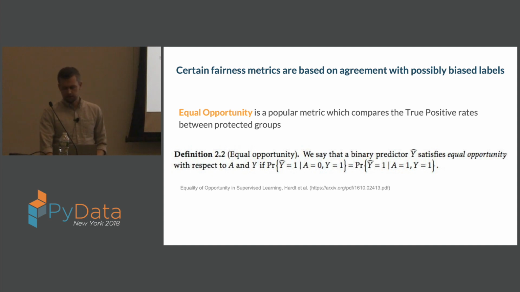Here, a popular metric is called equal opportunity. This compares true positive rates with your model's predictions: the probability that a given group will be classified as positive, given that their original training label was positive, and comparing that rate between groups. There's also a similar one called equal miss opportunity, which compares true negative rates. But again, the problem is that this fairness metric is based on agreement with the labels. And if the labels themselves are biased, then you're not actually addressing the fairness question.